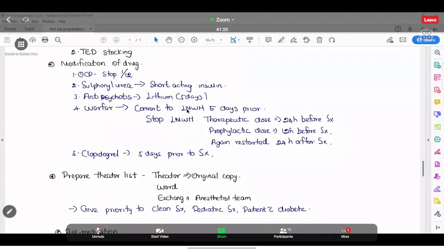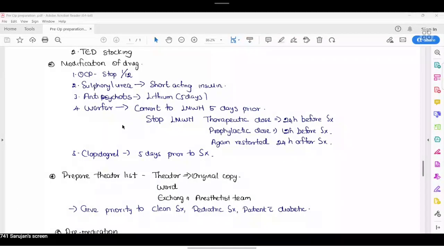Okay. Then I will continue with the aspirin and the clopidogrel. I think you can see the screen as well. So aspirin can be continued. There are several MCQs telling that aspirin should be stopped. That is false. Aspirin can be continued. Clopidogrel should be stopped 5 days prior to the surgery.